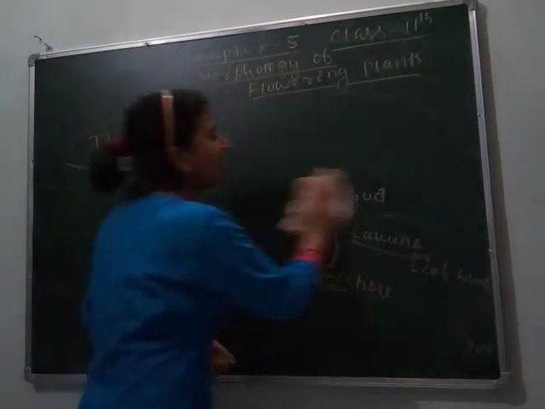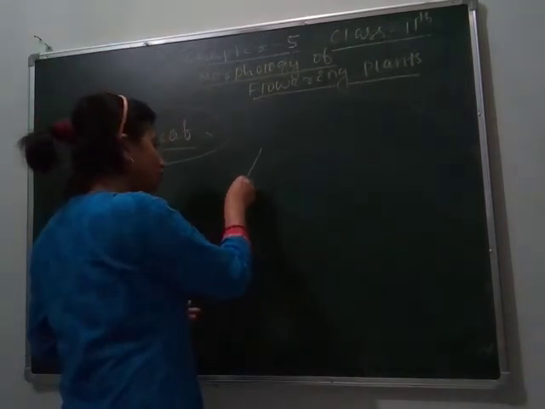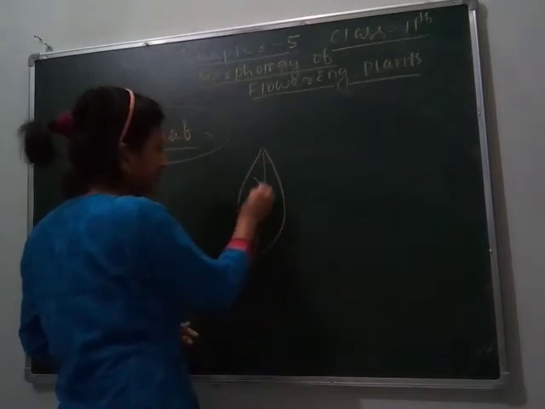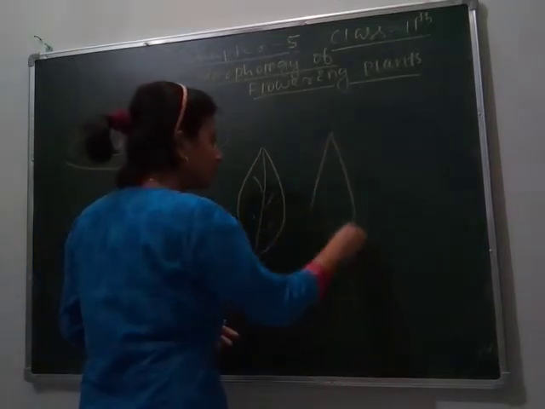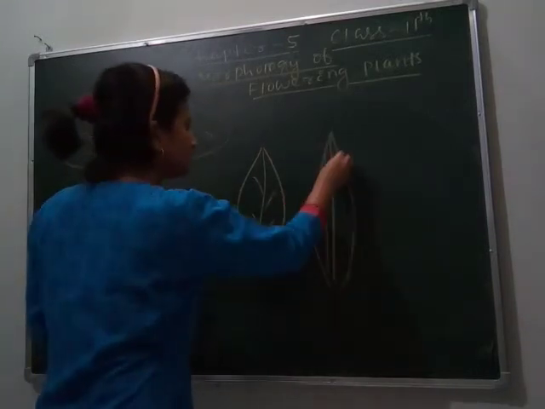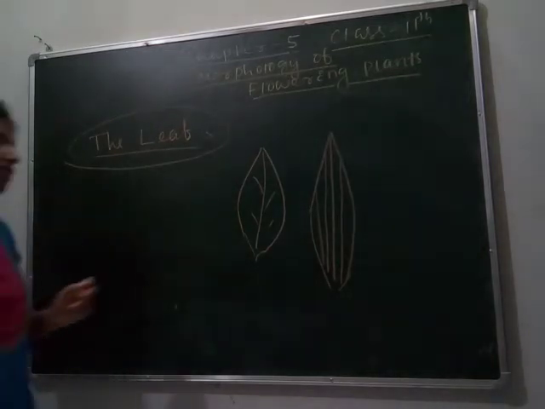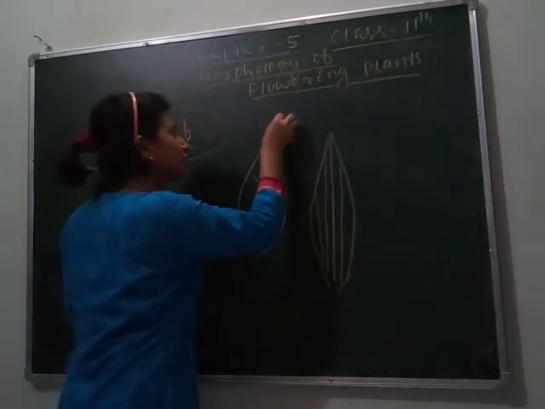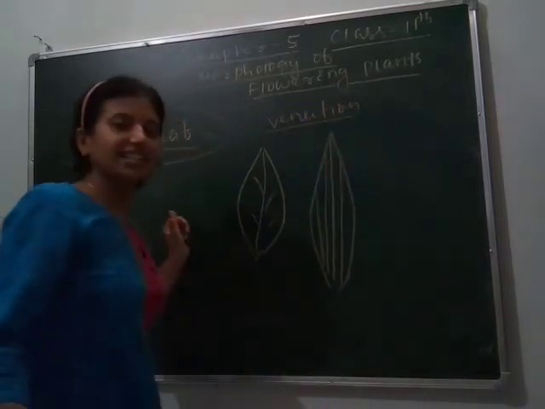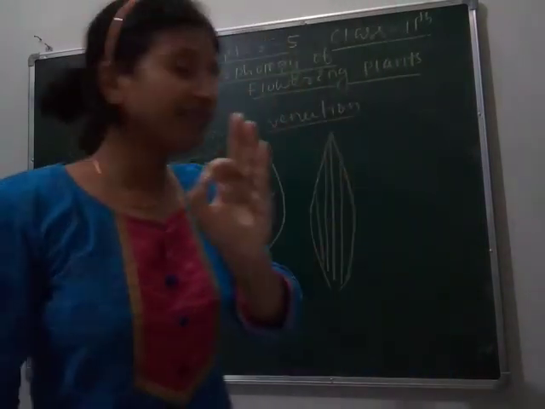Leaves are of two types. I am drawing the diagram. This is a leaf and this is also a leaf. What is the difference between these two leaves? To understand this, we have to study venation. Venation means the arrangement of veins in the leaf.